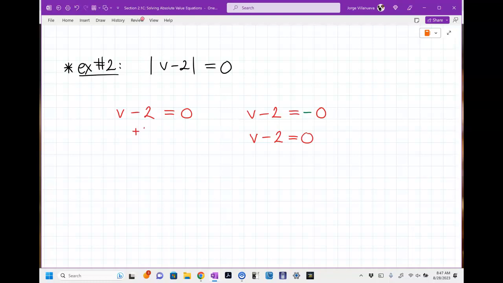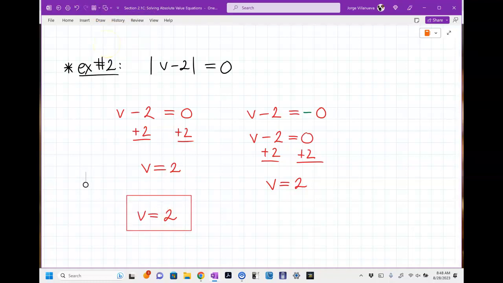So if I add 2 over here, I get V equals to 2. If I wanted to solve the other one, I can do that too. I'll do it just for the sake of doing it. So how many answers do I have? How many different answers? Just one, right? I have one answer. There's not 2 different. It's 2 and 2, so the same. So your answer is just V equals to 2, and that's it. So whenever your absolute value says equals 0, there's a good chance there's only one answer. Okay?